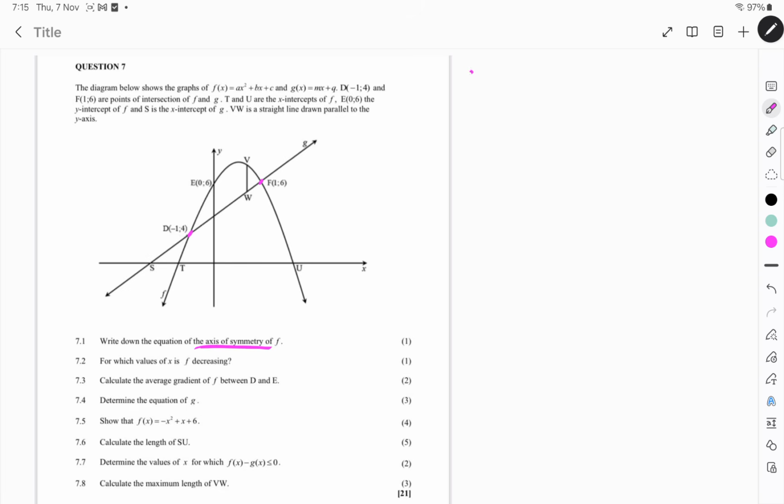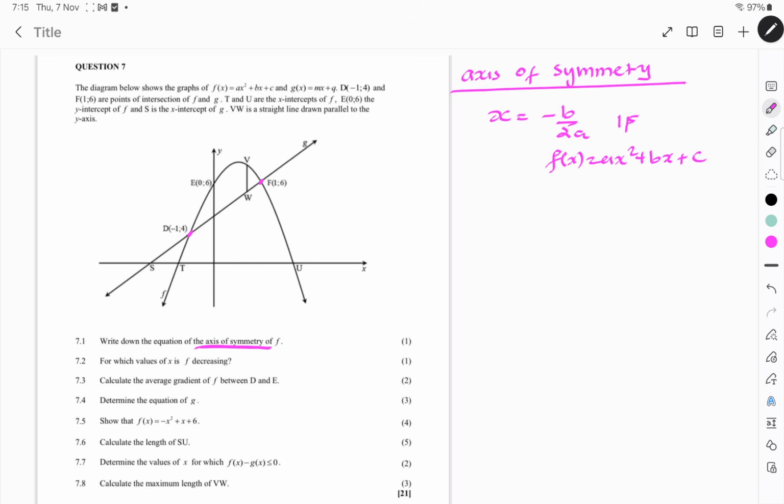Axis of symmetry. Let's talk about the axis of symmetry of a parabola. We know firstly that it's x equals minus b over 2a if you are given your function in the form of ax squared plus bx plus c, right? And if it's given as y equals a(x plus p) squared plus q, we know that the axis of symmetry will be minus p. So this is situation number 1, situation number 2, then situation number 3, midpoint.